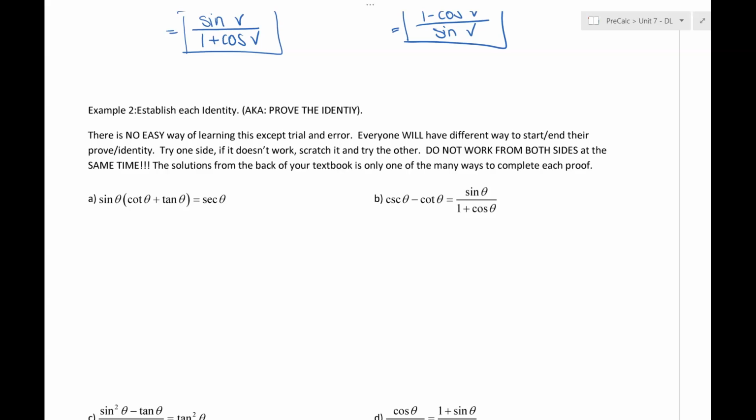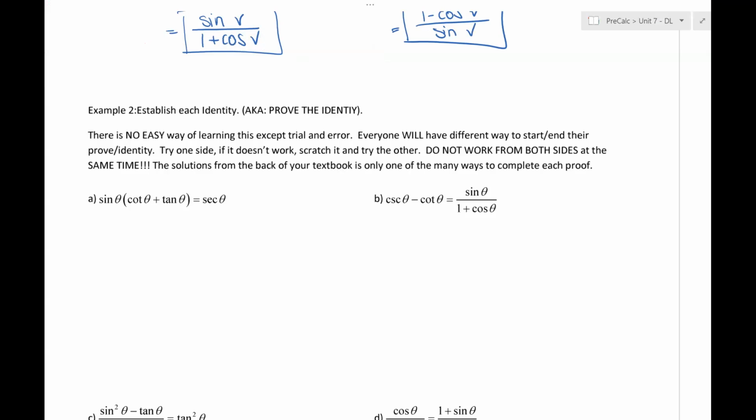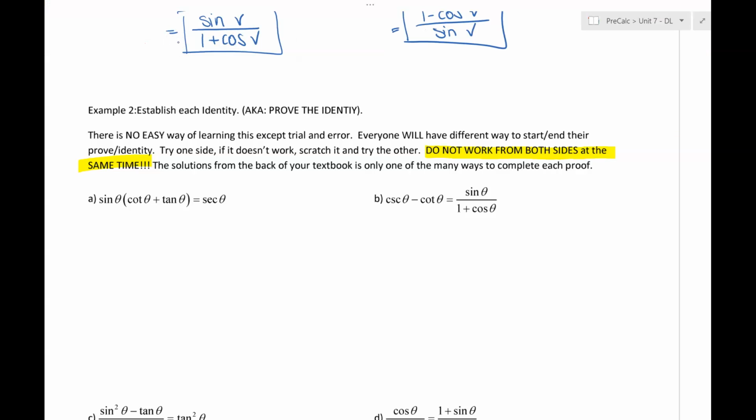If you start on one side and you're stuck, you need to stop. You need to go back, okay? Do not work from both sides at the same time. I cannot stress that enough. Your textbook will show you one way. It's not the only way, okay? Play and play and play around with it. You'll eventually figure out what works best for you, okay?